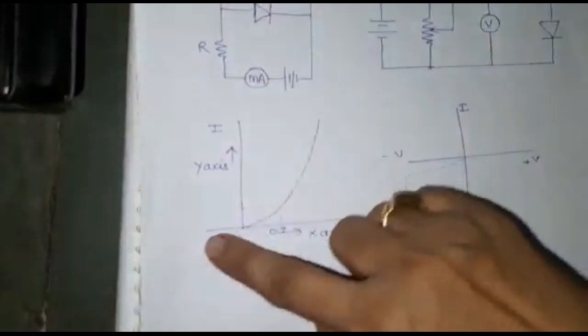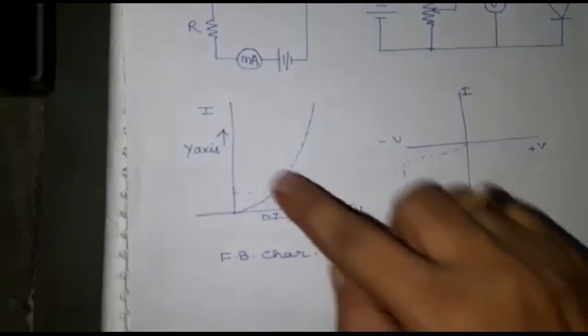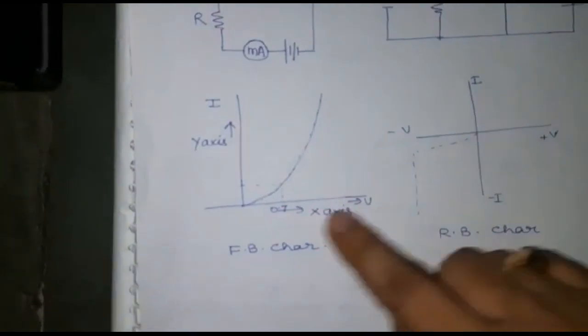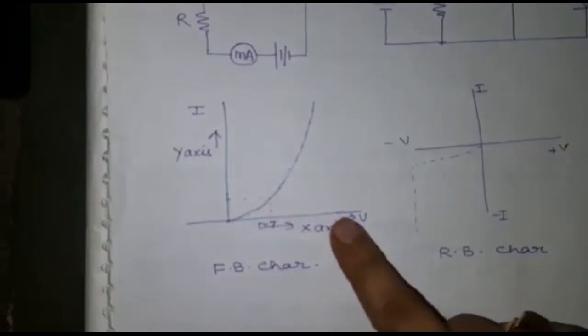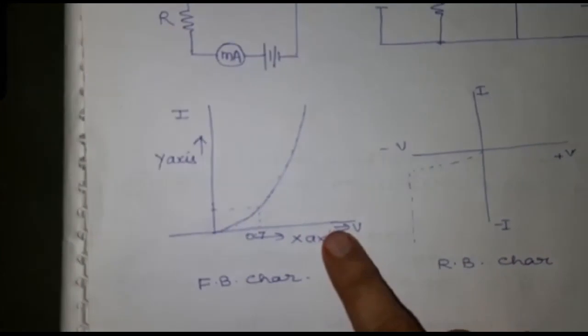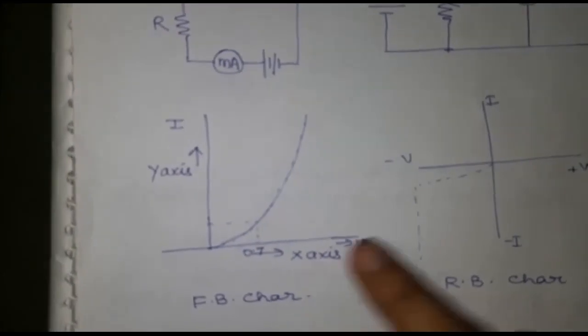Then we draw a forward characteristic between current and voltage. This is the theoretical forward characteristic of Zener diode.